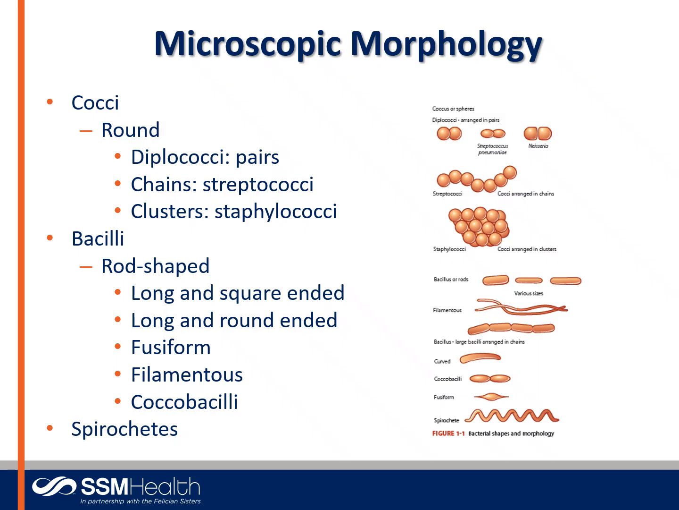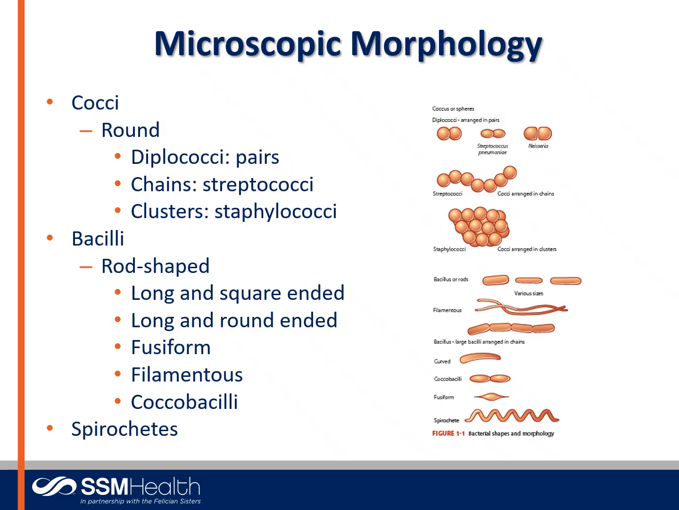Once again, I mentioned this with the cocci in pairs, there can be coccobacilli, which means they're still bacilli, but they're shorter. Okay, they're going to be kind of in between a cocci and a bacilli. Okay. And sometimes you might even see some of these bacilli have some chaining.